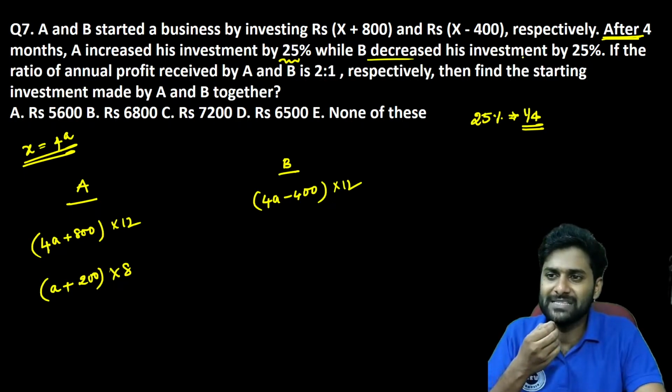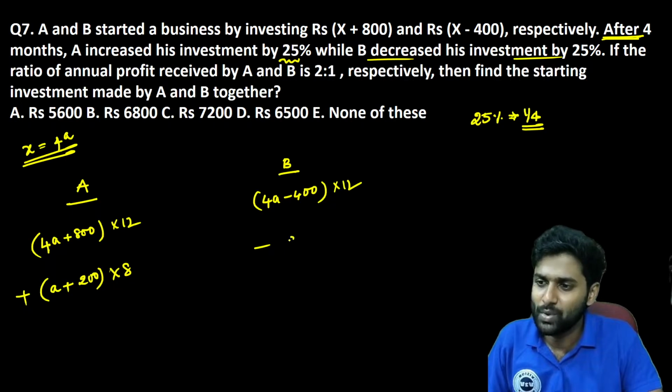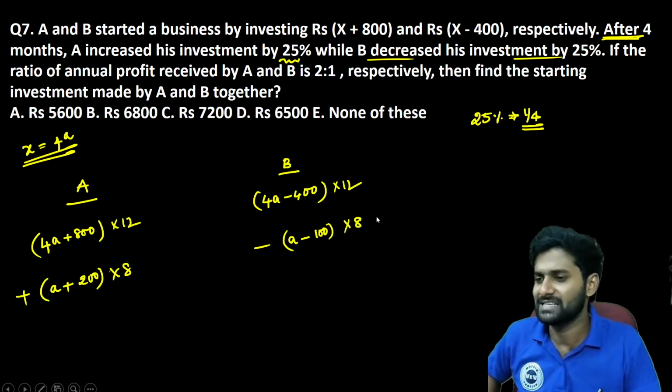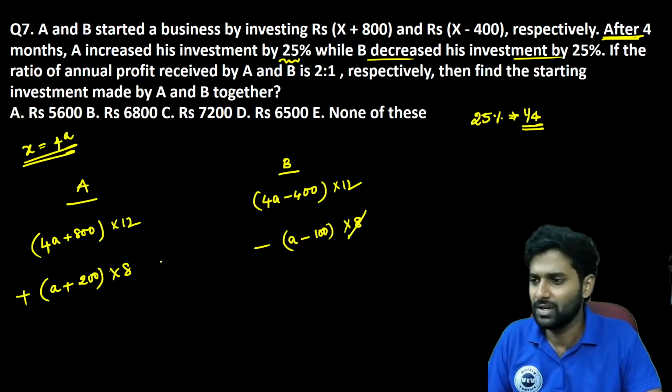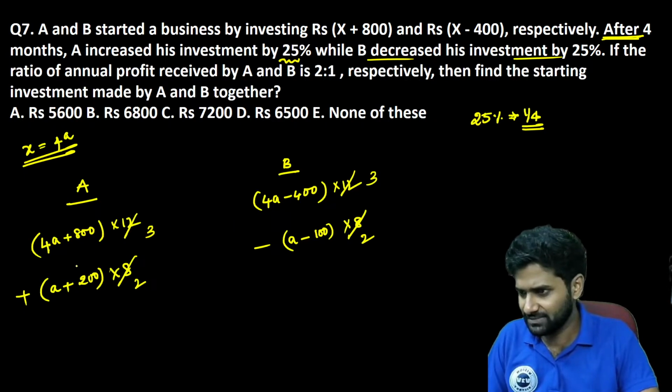Next one, another person is decreasing their investment. So it was increasing, now it is decreasing. So a minus 100. Now this value is only for 8 months. Now try to identify the respective ratio of profit. You can cancel here. 4 2s are 4, 3s are 12. So go through the calculation here.